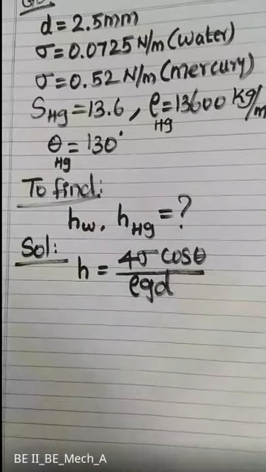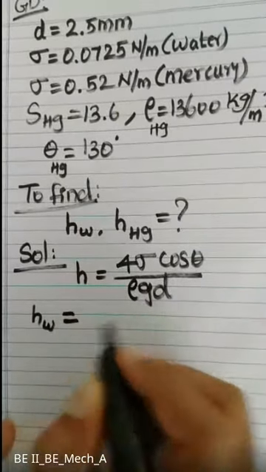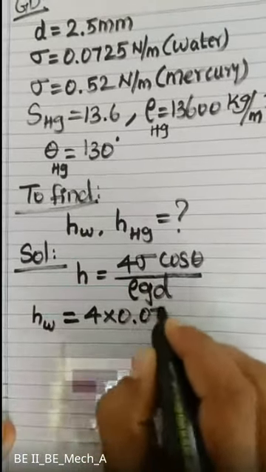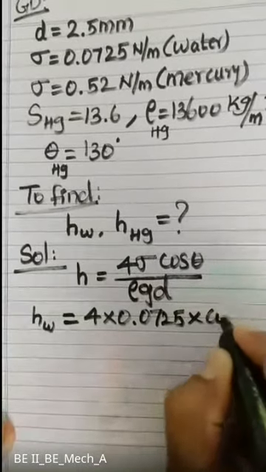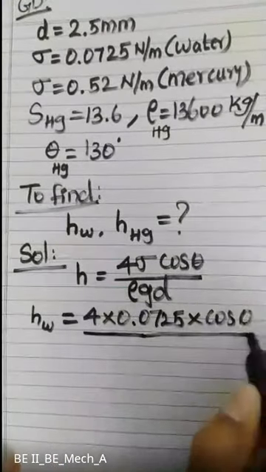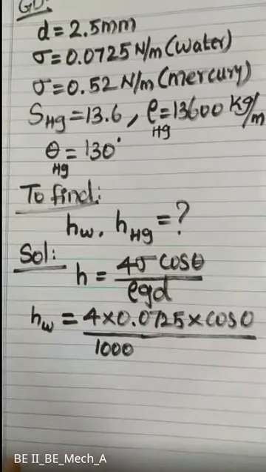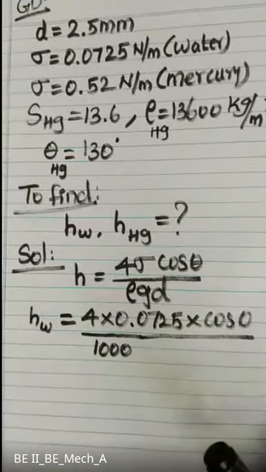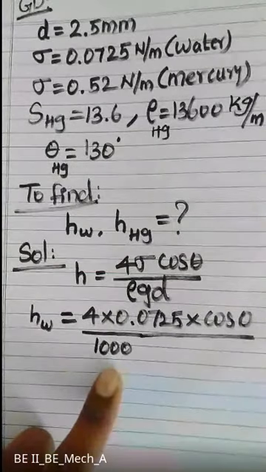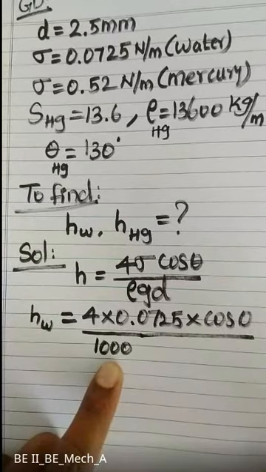Okay. So first we will find h_w, which is the capillarity rise for water. The value of sigma for water is 0.0725, and cos 0, divided by rho g d. The density of water will be available in some problems. Maybe if the temperature varies, the density also varies. In that condition, you have to use the particular value. If the density value is not available in the given data, you can use 1000.